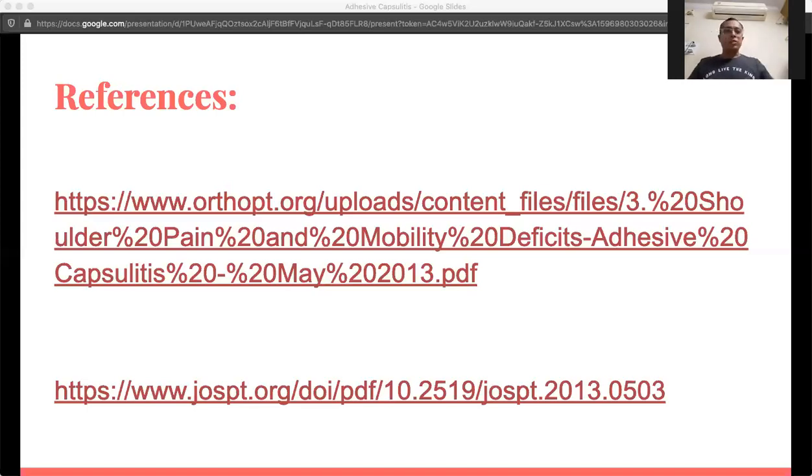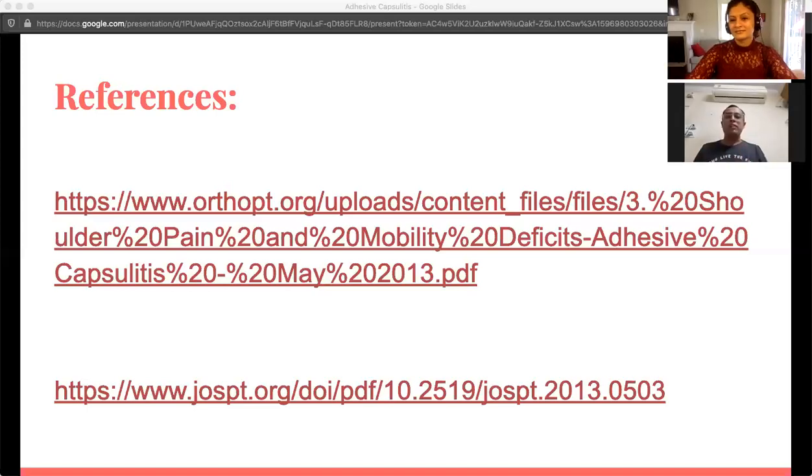Hello, Dr. Tanvi. It was very good. It was covering almost all the aspects, and it was a quick revision for me also as a clinical therapist. And one thing that you have explained very well, that pain and function is important rather than range of motion in case of adhesive capsulitis.